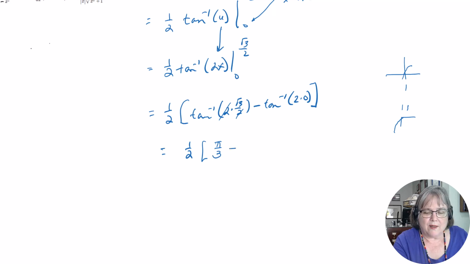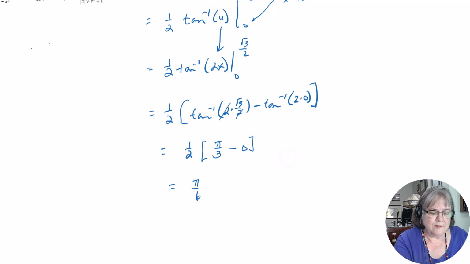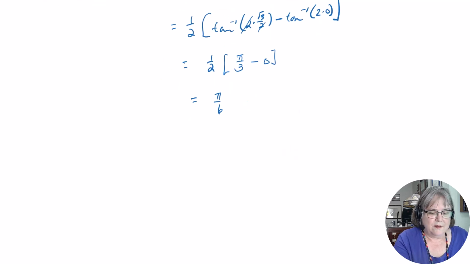Okay, minus, and what do you take the tangent of to get 0? That would be 0. So this is pi over 6. So the integral from 0 to square root of 3 over 2 of 1 over 1 plus 4x squared dx is pi over 6.